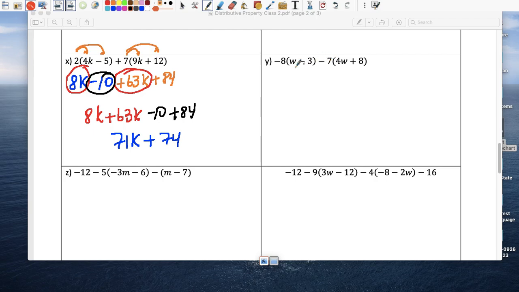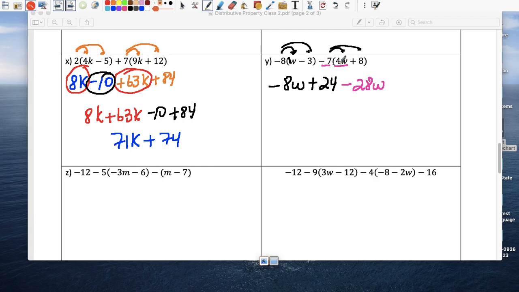Next one, again, two distributive properties. Here's one, and here's the other one. First one, let me put a 1 here, by the way. Negative 8 times positive 1, and negative times a positive is a negative. 8 times 1 is just 8, and don't forget the W. Negative 8 times negative 3, negative times a negative is positive. So 8 times 3, 24. So that's the first distributive property. The second one, it's a negative 7 and a positive 4. So negative times a positive is a negative. 7 times 4, 28.